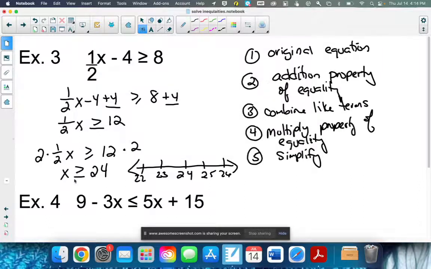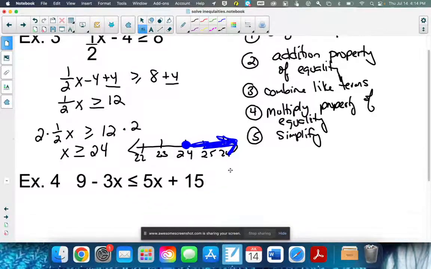Okay, so closed circle at 24. We know that already because the number's there and the line's underneath. All right, so x has to be greater than or equal to 24, which means all of the answers that I want have to be bigger than 24. So all the answers that are bigger are on the right-hand side.